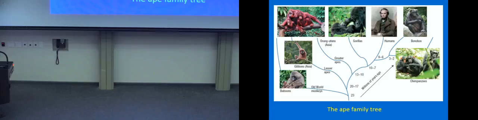And the apes is the family tree to which we belong. And so from the Miocene, 23 million years ago, we have the Old World monkeys, the baboons, the lesser apes, the gibbons, greater apes, the orangutans, which are in Asia. And then in Africa, the gorillas, the chimps and bonobos, which are closely related, and then humans.